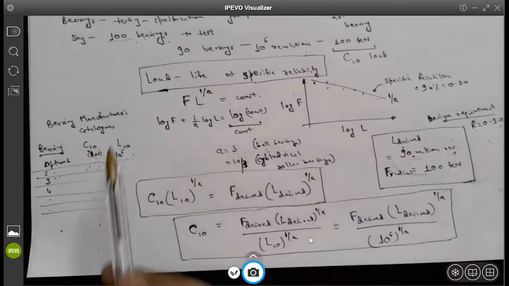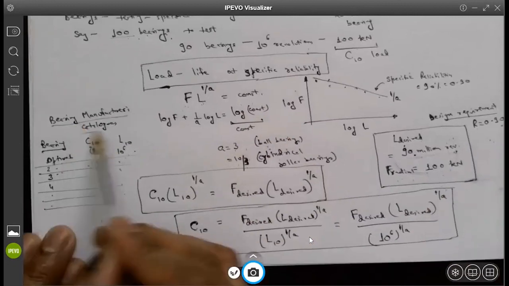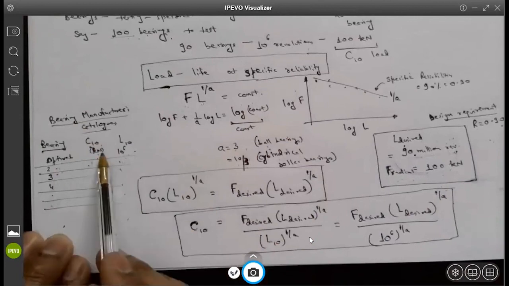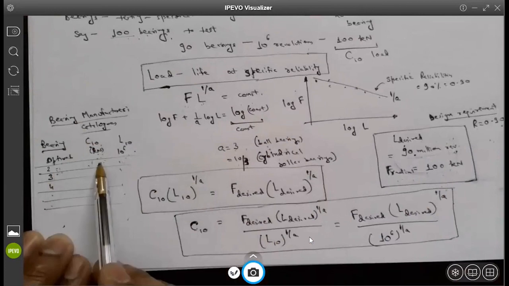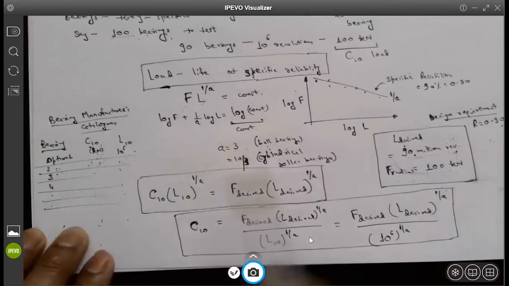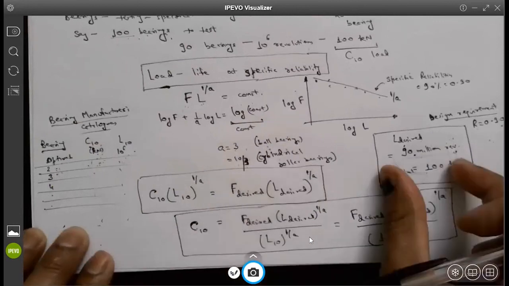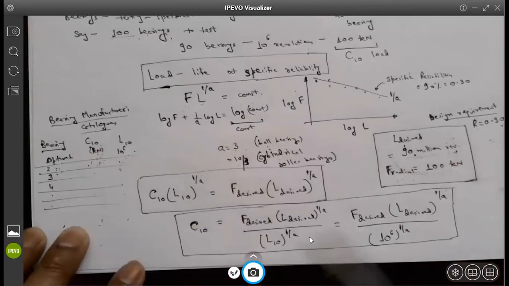Does it make sense? So the manufacturer catalog will only give you these options. For option number 1, I have got a C10 load. For option number 2, I have got a different C10 load, for option 3 a different C10 load, and so on and so forth. So I'm going to translate this requirement into what C10 load I need for my case.